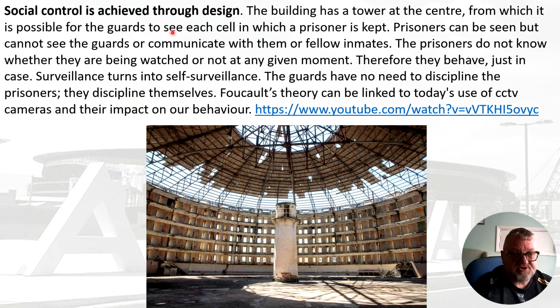And social control is achieved through this design. The building's got the tower in the centre from which the guards can see all the cells. Now, the key thing here is there's this one-way glass in front of all the cells. The prisoners can be seen by the guards, but they can't see the guards, and they can't communicate with their fellow inmates. So the prisoners don't know whether they're being watched or not at any given moment.